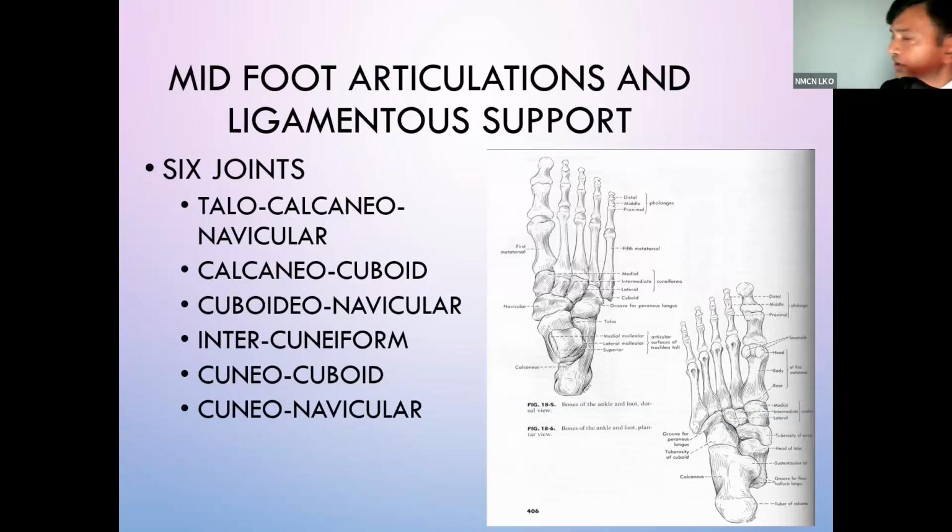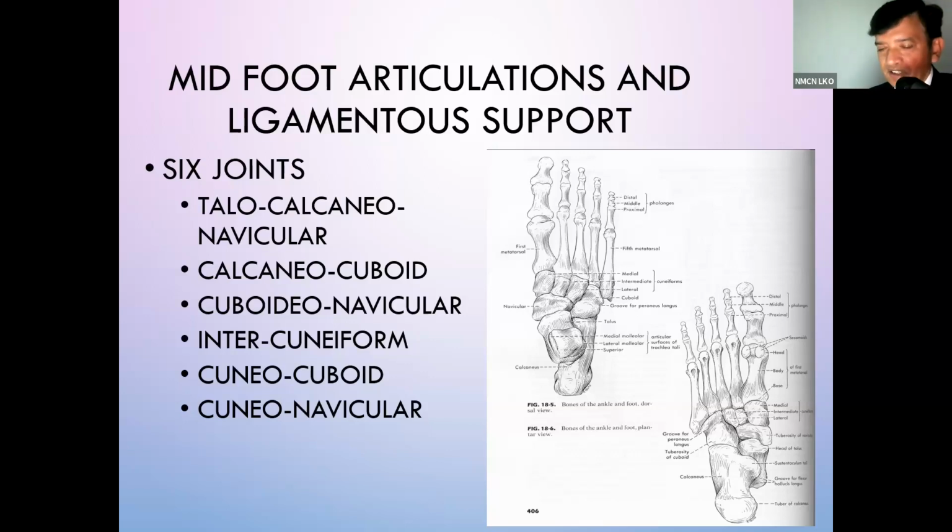The midfoot has 6 joints. First, the talocalcaneo-navicular joint, where you see the calcaneum, talus, and navicular. Then the calcaneo-cuboid, then the cuboido-navicular, then the intercuneiform joints between the 3 cuneiform bones, and then the cuneo-cuboid and cuneo-navicular. So these are the 6 joints in the midfoot.